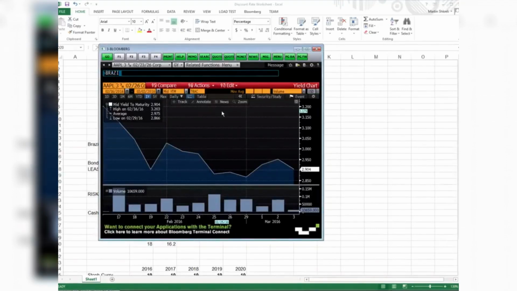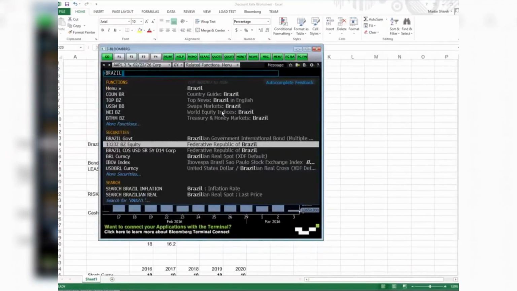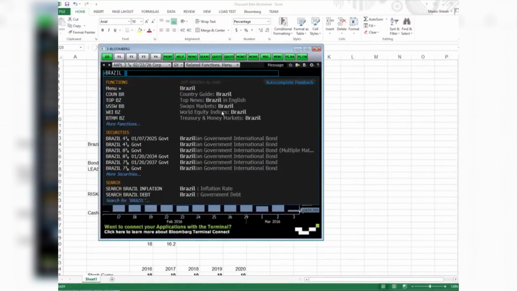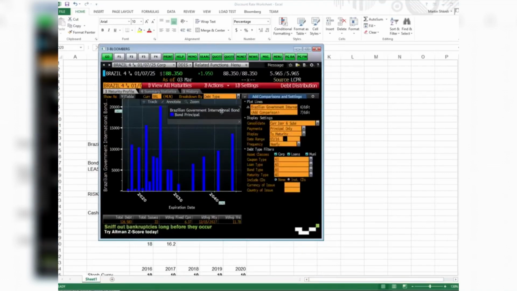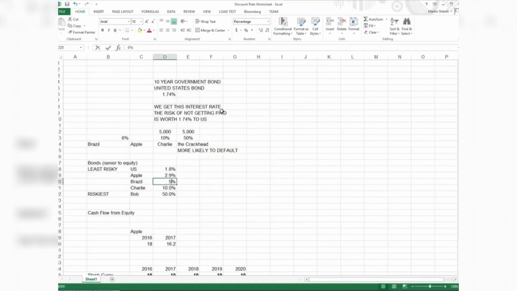How about Brazilian bonds? A Brazilian 10-year bond. I wonder what that would be yielding. The 2026 bond. Looks like about 6%. 5.965%. And then I joked that we have a friend named Charlie where I gave him a personal loan and the interest rate that I would charge him was 10%. And then finally, Bob the crackhead, my local crackhead, who I lend money to at 50% because it's so unlikely that he's going to pay me back that I have to charge such a high interest rate.